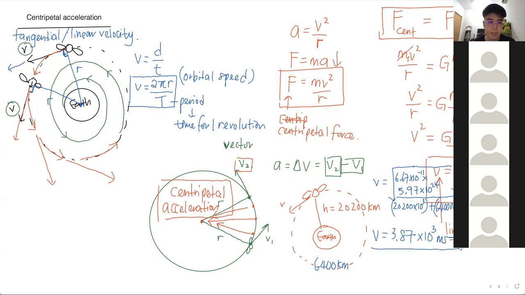This is how fast the satellite is moving. It's about 3870 meters in 1 second. If your satellite does not attain this speed, it will not stay in orbit. It will start to fall down, spiraling like this, and eventually it hits the Earth. This is the minimum requirement for it to be up there.